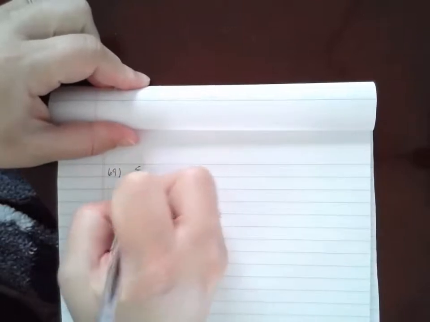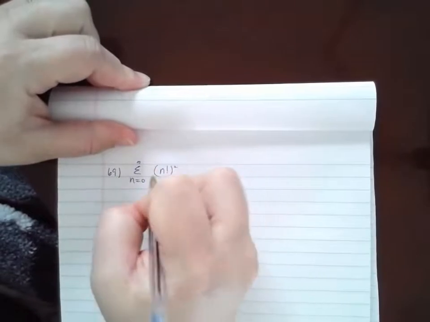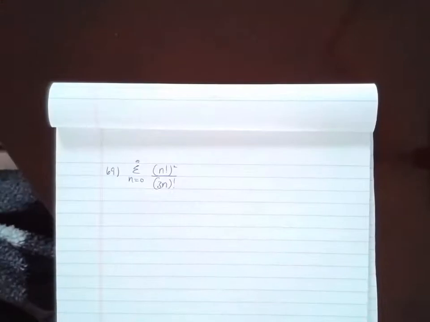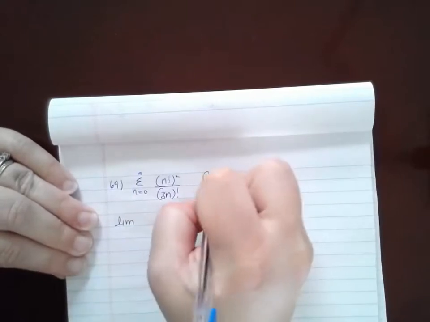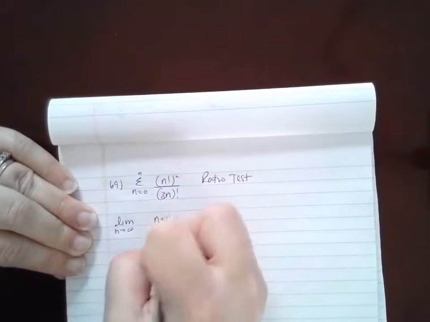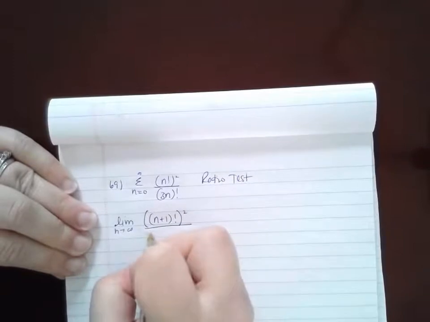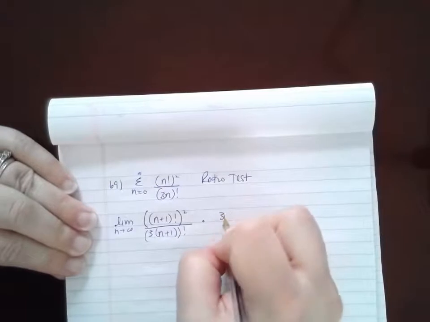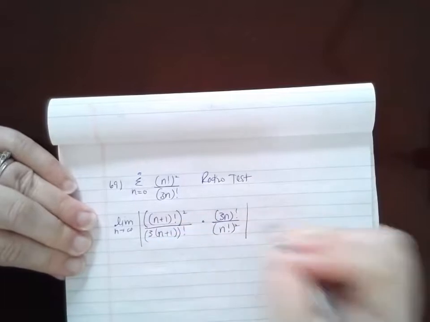69, and we have the sum from n equals 0 to infinity of n factorial squared over 3n quantity factorial. Anytime I see factorial, my gut tells me to use the ratio test. It's the n plus 1 term times the reciprocal of the original. And this is going to require quite a bit of stretching out, so give me a moment.